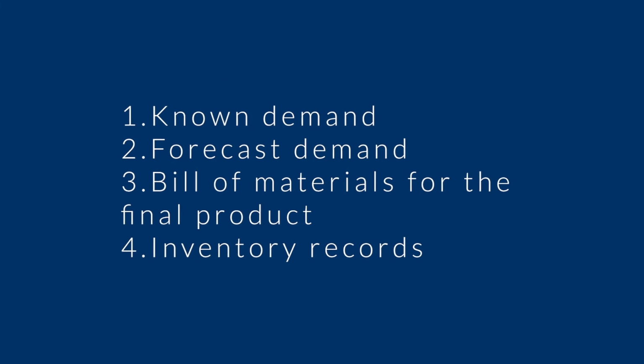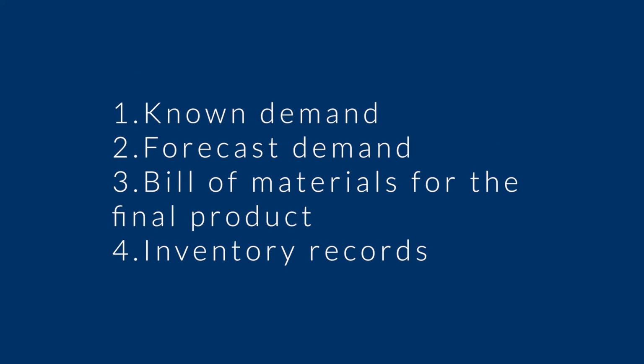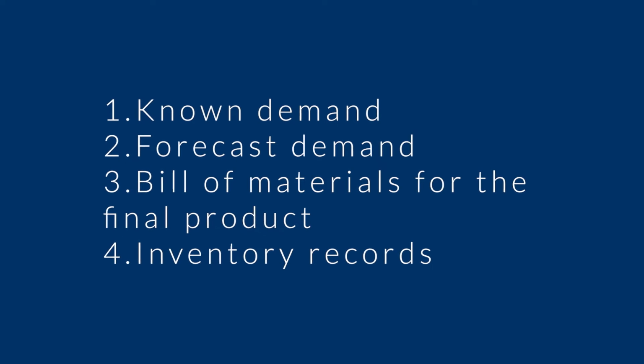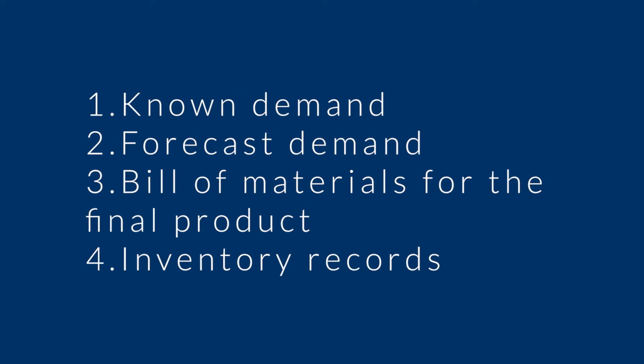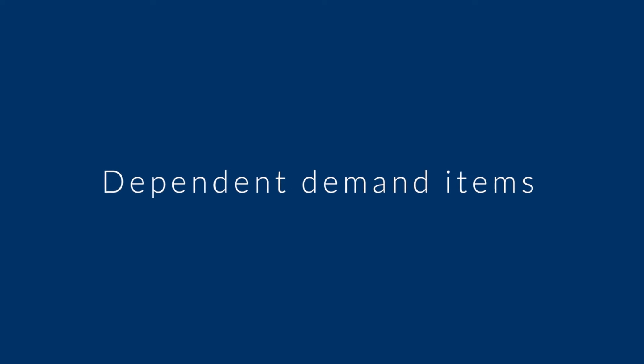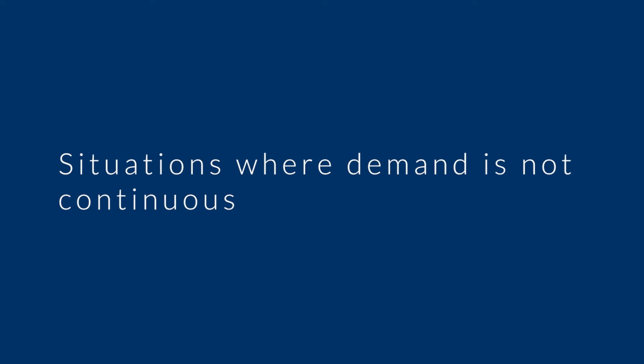So it will use demand forecasts, the bill of materials for the final product, as well as inventory records. So the question at this point that you need to understand is, which are the situations MRP is suitable for? In this case, we're talking about things like dependent demand items, situations where demand is not continuous. So, yeah, that's a quick summary of that, okay?